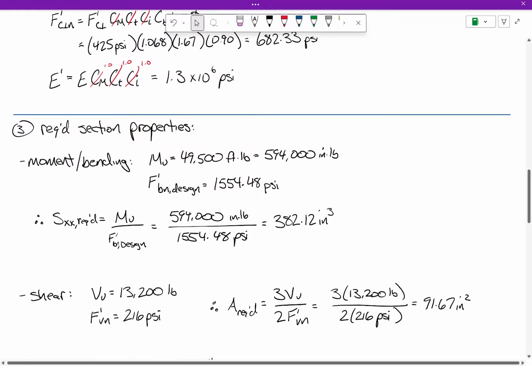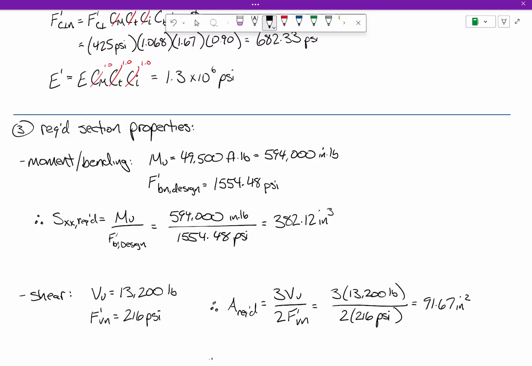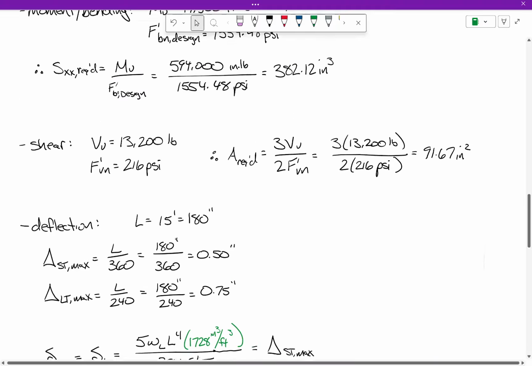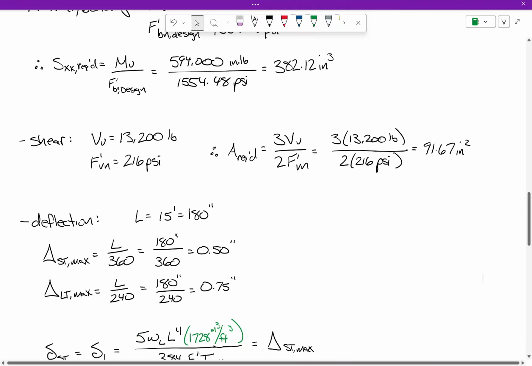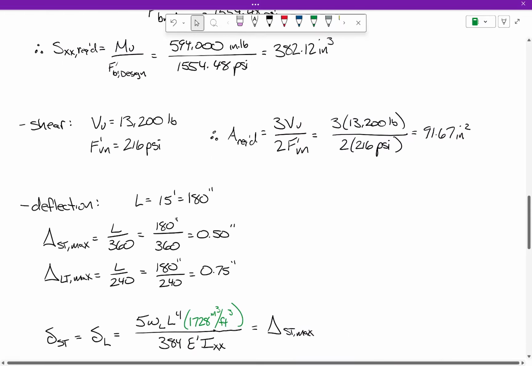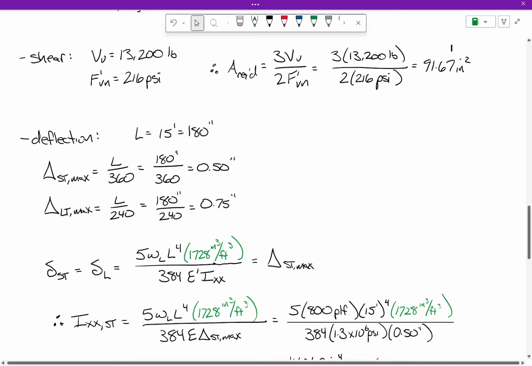For shear, we know our stress, we know our shear force, so instead of 3V over 2A, we say 3V over 2 sigma, or in this case, F prime V, to solve for the A, and we get this. Okay, so that's moment and shear. Deflection does take a little bit of work because we have our deflection limits. They're pretty easy, but our deflection expressions can get a little bit involved. In the case of short-term deflections, that's just the live load deflection, 5WL to the 4th over 384 EI. Set that equal to our limit, and then solve.